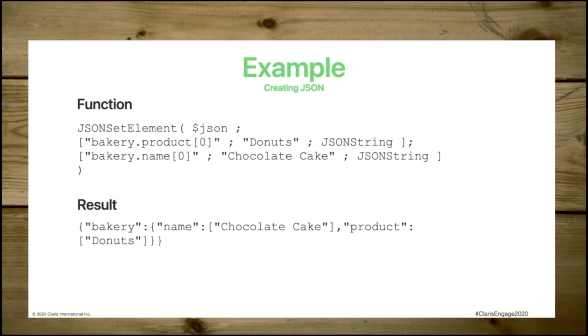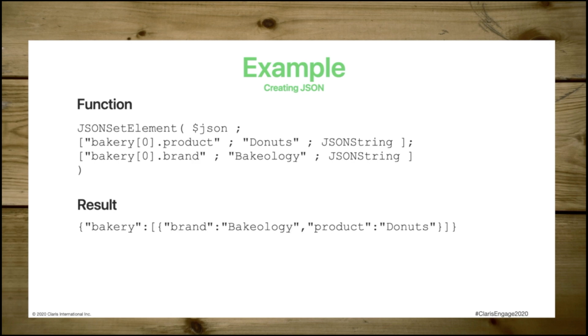Now in this example, in comparison with the last example, we have bakery.product and bakery.name. Instead of both being bakery.product, we have square brackets, both with 0 in them. And that means that product and name are both different values that have arrays in them. So when we look at the result, we have bakery as the name and the name value pair. The object within it has two name value pairs within that, so it's two arrays within an object within another object.